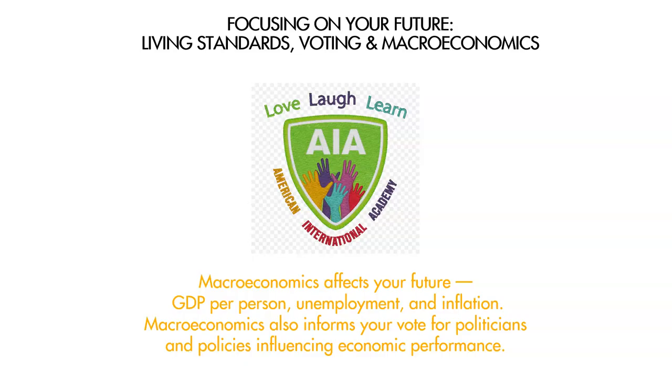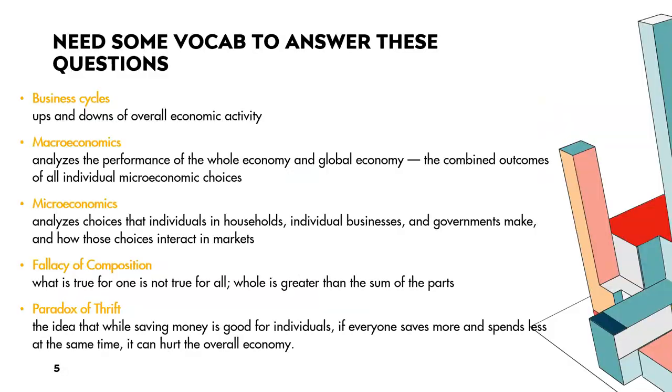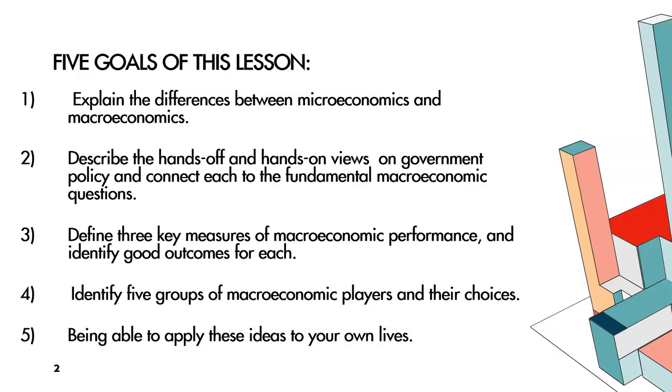So the hope of today, I'm going to go full circle here. I hope you got these five things: differences between micro and macro, the two different political views, three measures of macroeconomic performance and what's good, five groups of macroeconomic players, and being able to think, how do these apply to your own life?